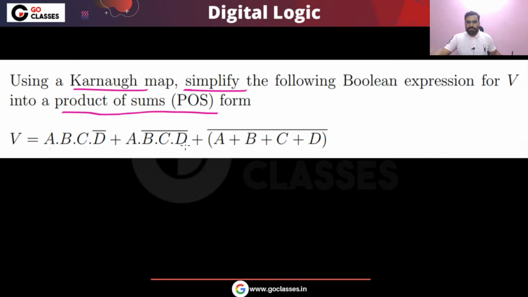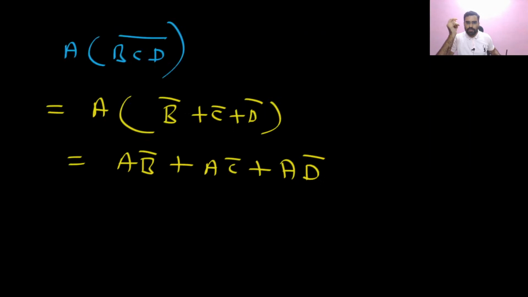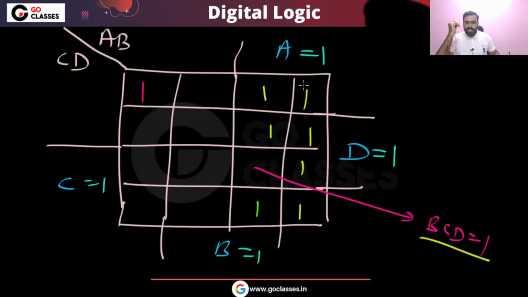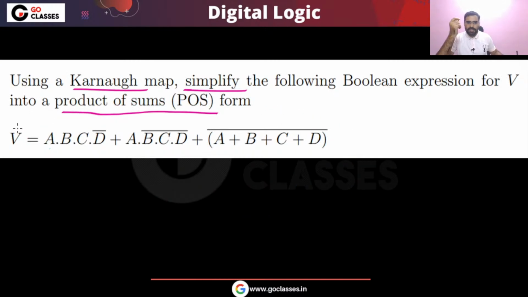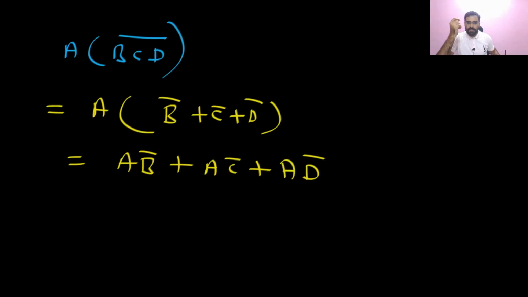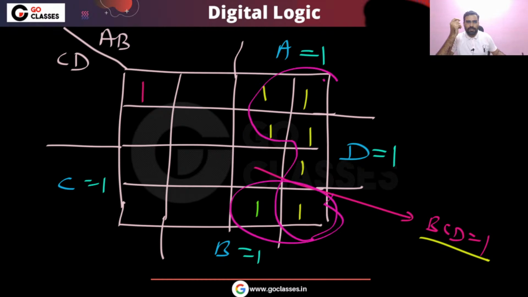So basically the first step is, from this expression you have to find the min terms. These are the min terms. All the 1 entries that you can see are the true min terms. Here the function value is 1. So from this function you have to find where it will be 1. For these 1 entries, this function will be 1.